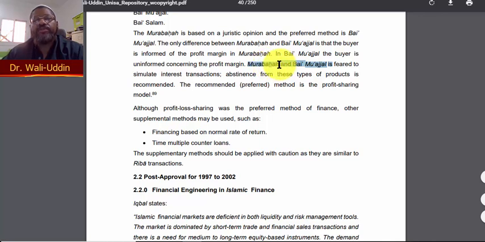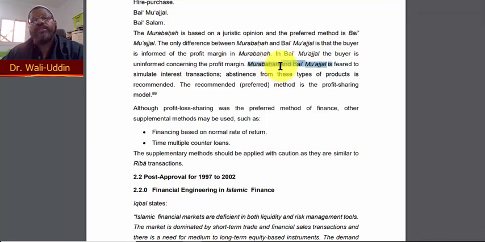All right, the profit margin must be known when it's sold. That's one of the conditions in order for it to be considered a murabaha contract or lawful transaction. If these conditions aren't met, then the contract can be defective according to the Hanafi school madhab, or it can be what's called batil, void, unlawful, according to the other schools.